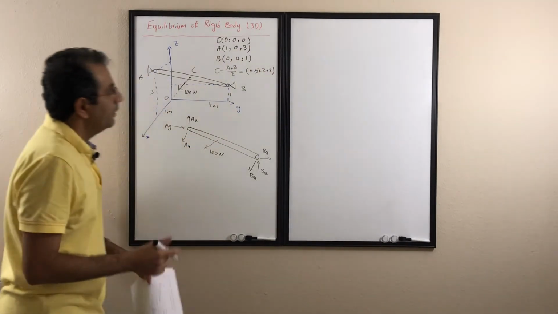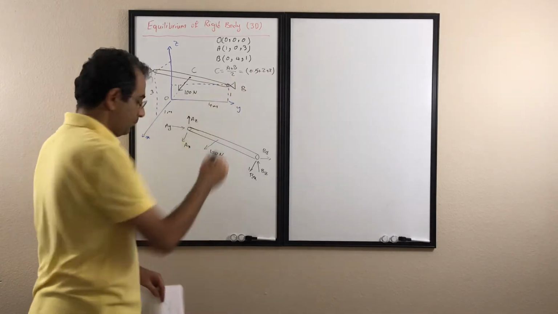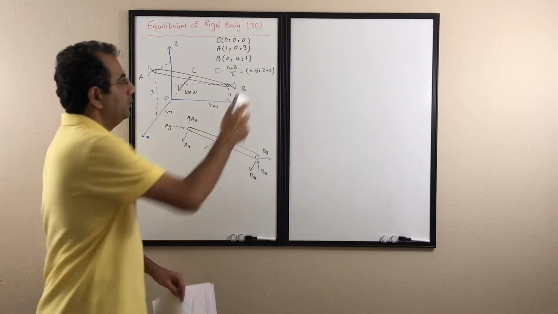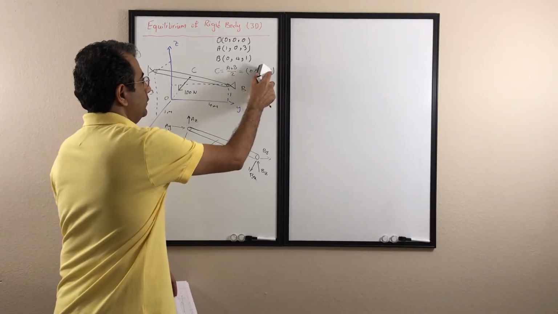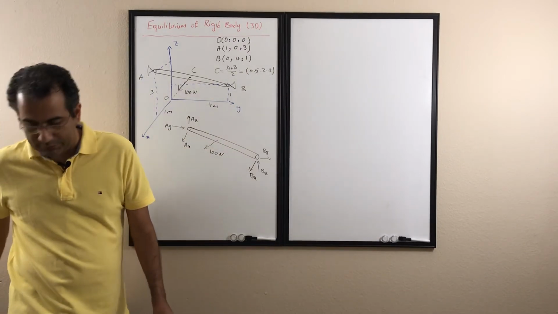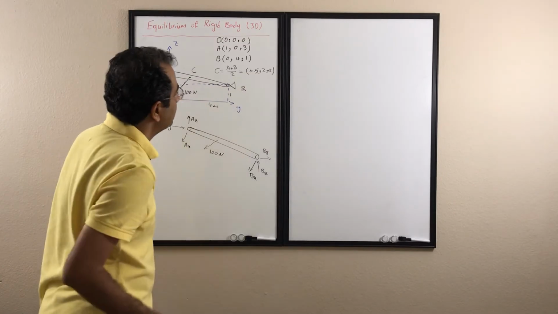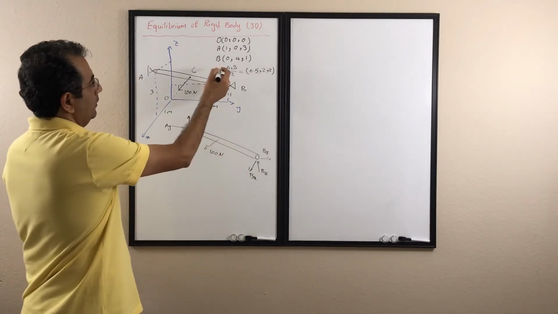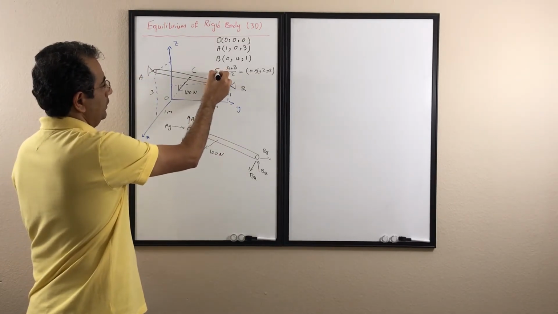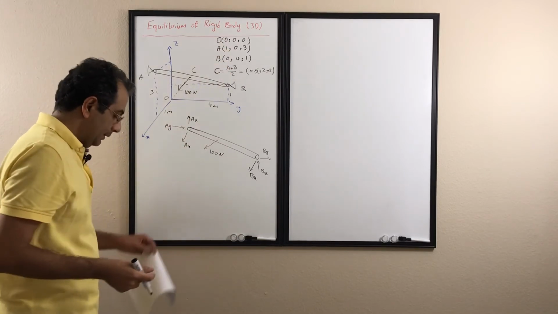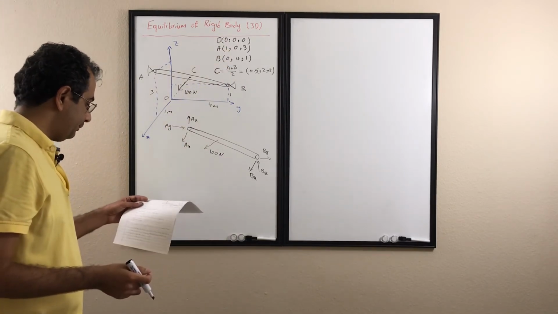So that's the coordinate of C. So we add the X coordinate of A and B, the Y coordinate of A and B, and the Z coordinate of A and B, and divide by 2. So this is how we're going to get the midpoint C. So we have A, B, and C, these 3 points.